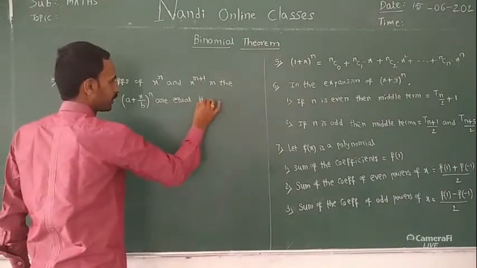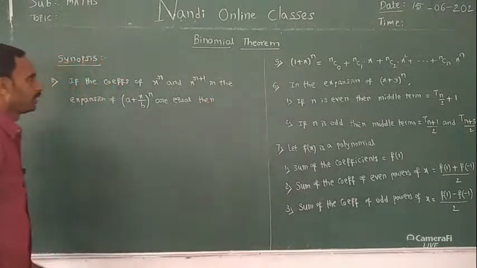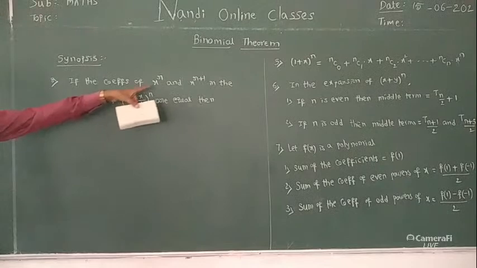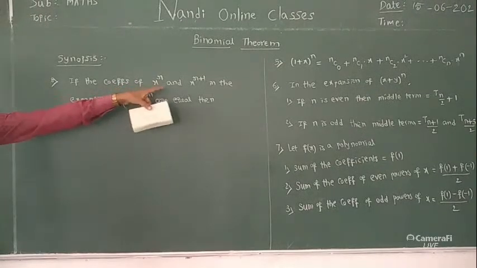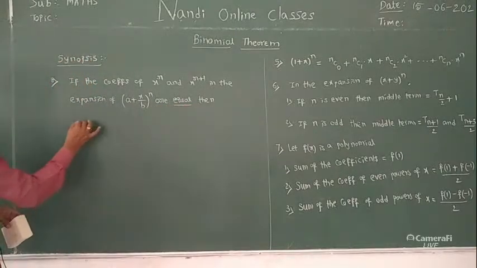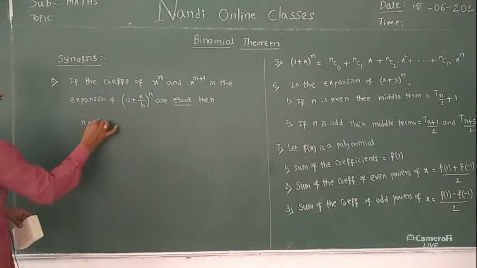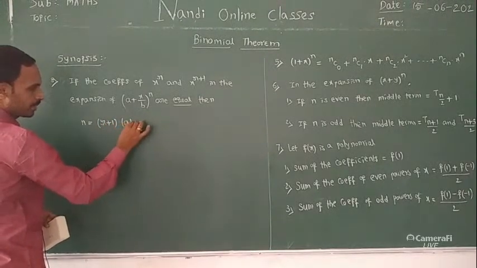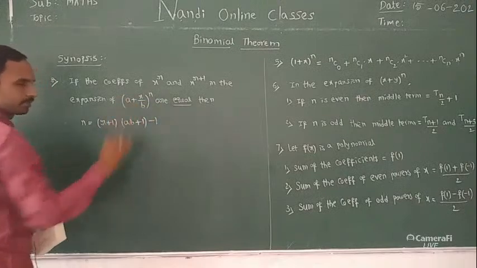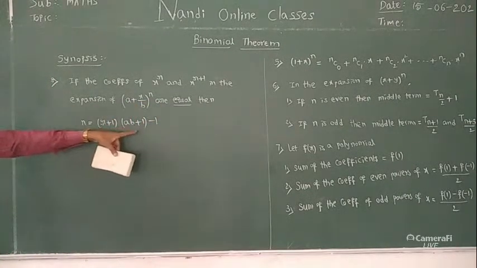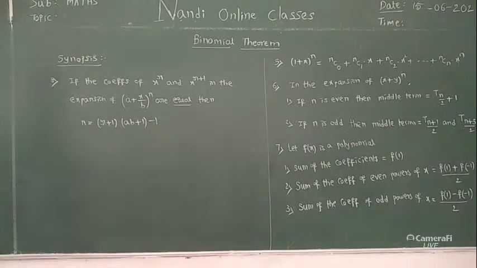then what is the formula? Right, here one binomial term is there. In that expansion, the x power r coefficient and the x power r plus 1 coefficient are equal. Then the formula is n is equal to (r plus 1) into (ab plus 1) minus 1. Okay, write down this one.